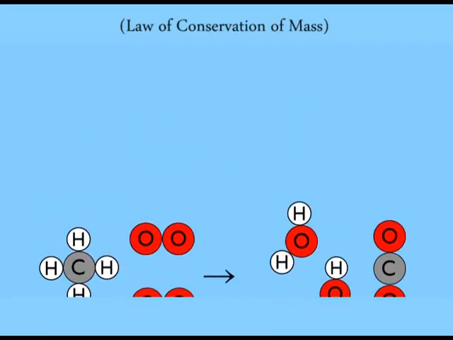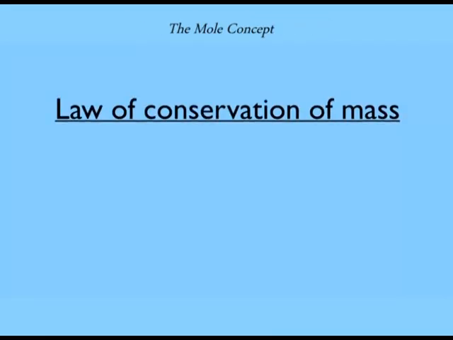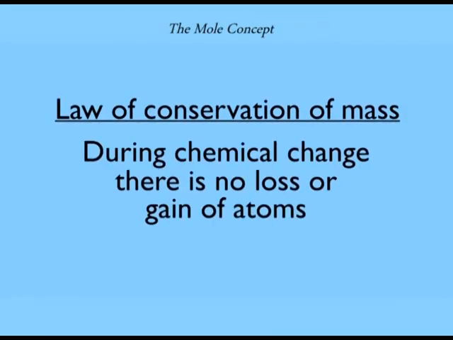So the law of conservation of mass simply says that during a chemical change, there is no loss or gain of atoms. It is for this reason that we balance chemical equations.